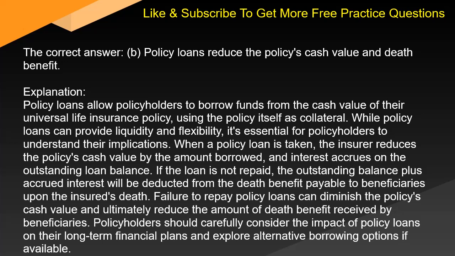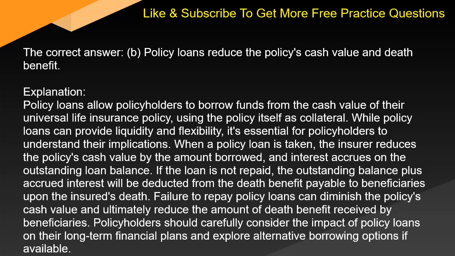Explanation. Policy loans allow policyholders to borrow funds from the cash value of their universal life insurance policy, using the policy itself as collateral. While policy loans can provide liquidity and flexibility, it's essential for policyholders to understand their implications. When a policy loan is taken, the insurer reduces the policy's cash value by the amount borrowed, and interest accrues on the outstanding loan balance.